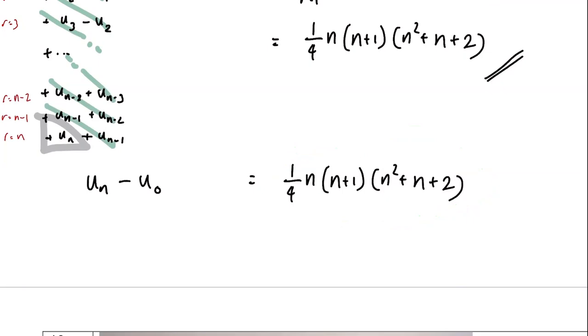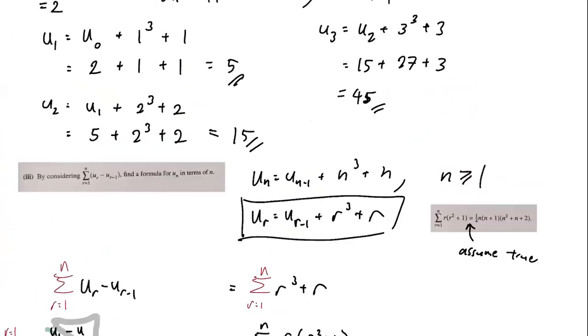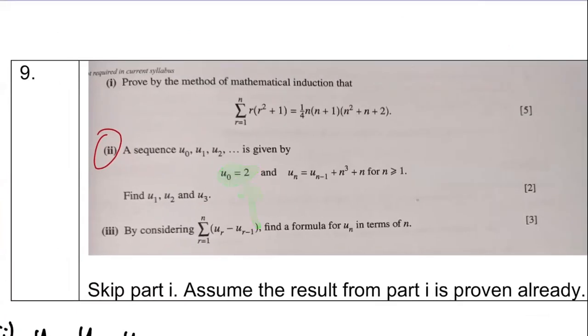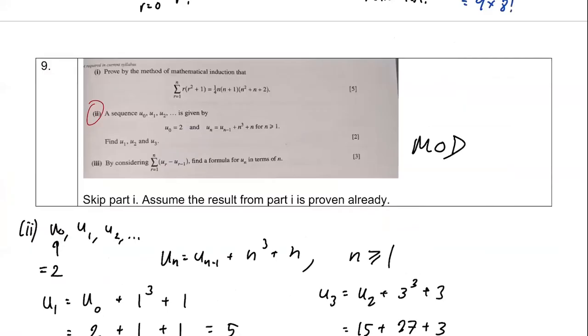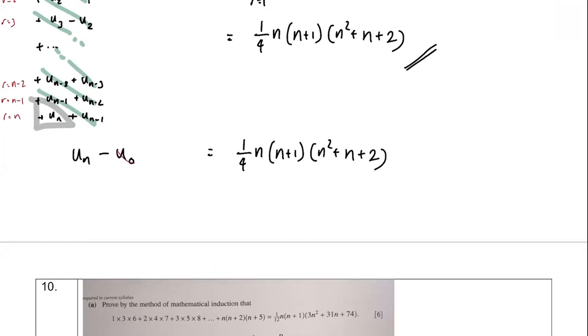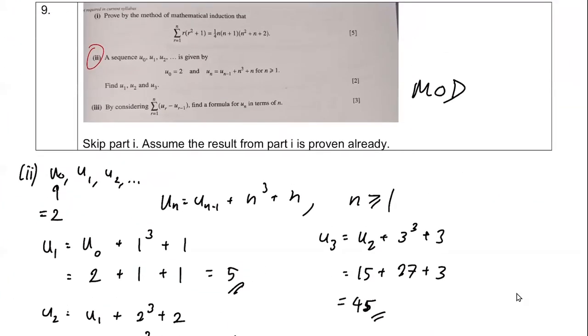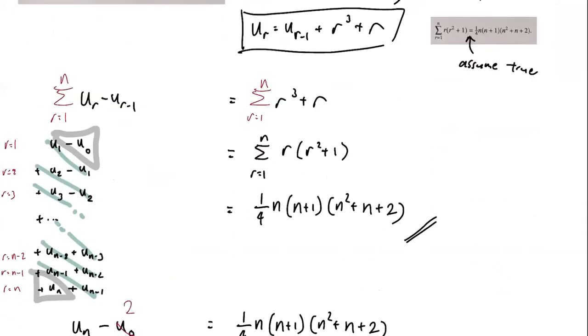But wait, what's u0? Look back at the question. u0 equals to 2, the initial value. Oh, so u0 equals to 2. Then we can go back here and replace the u0 with a 2. Then finally, we solve for u_n to be 2 plus 1/4 whatever. No need to simplify. Just leave it. This is perfectly fine. Your final answer. Yeah, that's all.